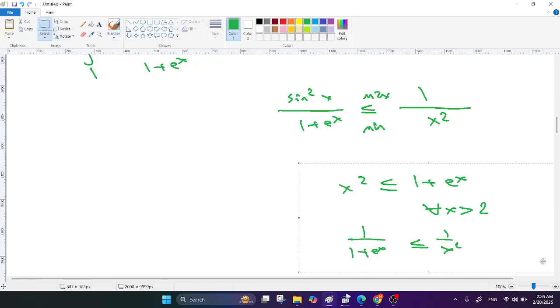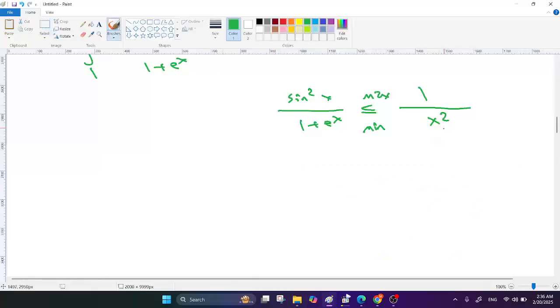So now let's write the result. This one is convergent. And so the original one is also convergent. Now let's solve.